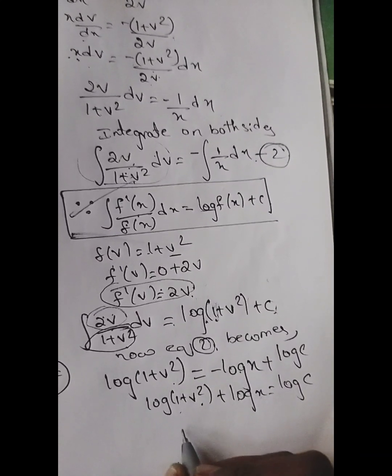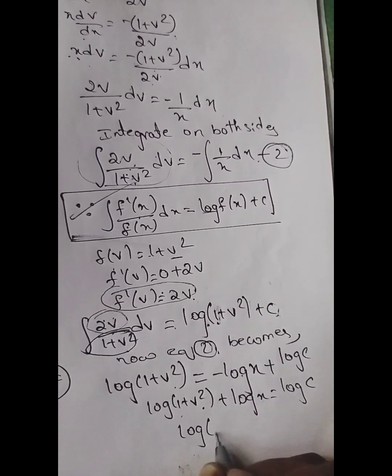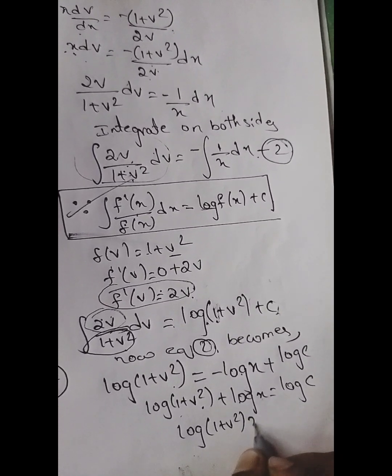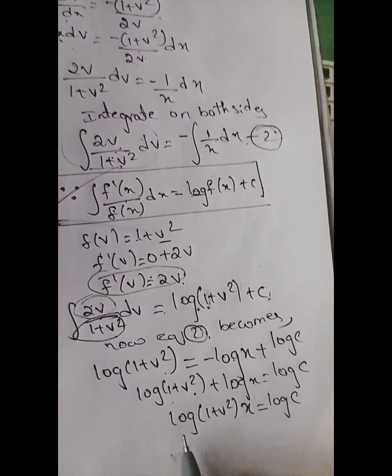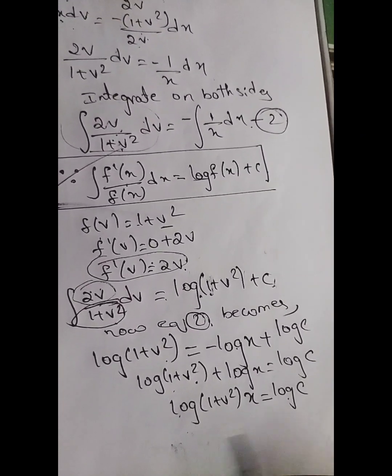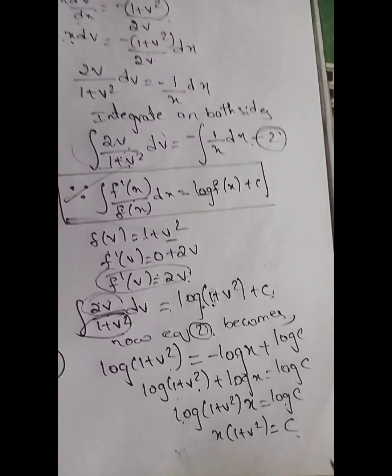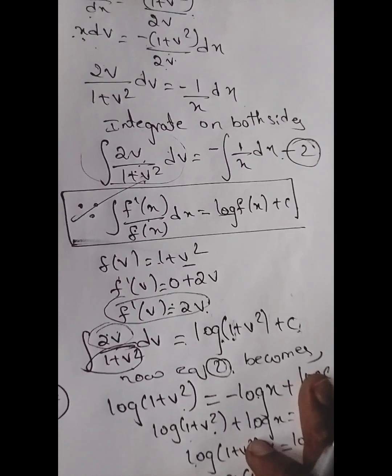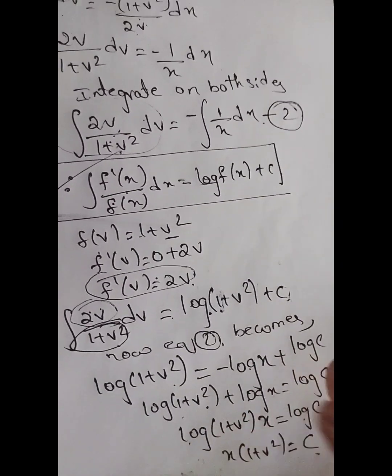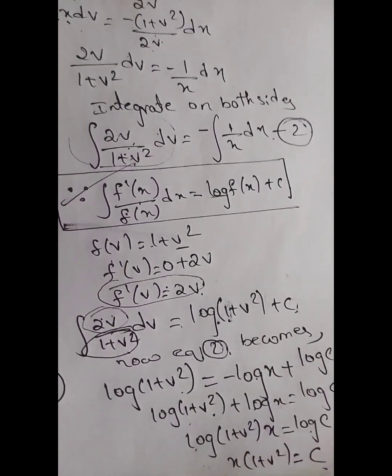Now log a plus log b equals log ab. So log of (1+v²) times x equals log c. The next step is to apply antilog on both sides. So this becomes x times (1+v²) equals c. By this our problem is almost completed. Now a last step is there.